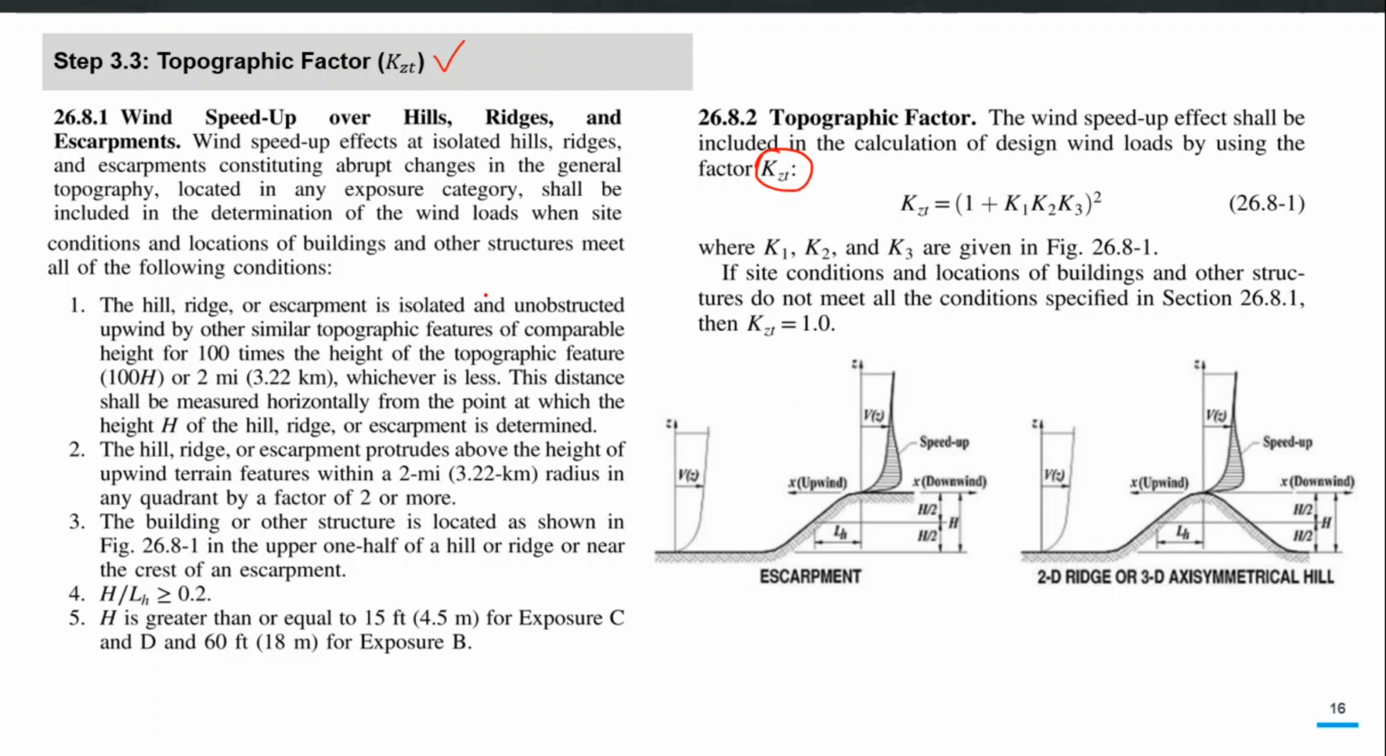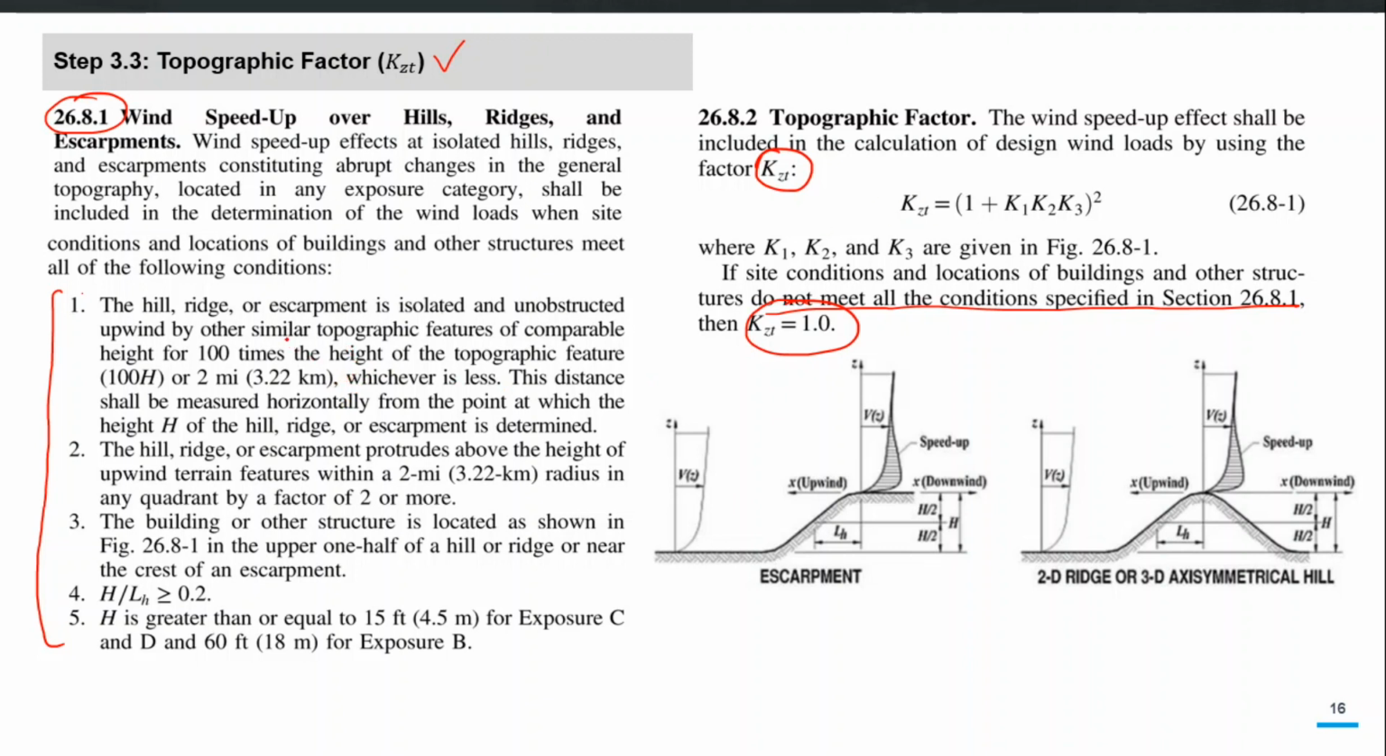But you should first check whether your site should be applied with the topographic factor or not. So, if your site is fulfilling all of these conditions from 1 to 5, then you should apply this Kzt. If your structure is not meeting all the conditions specified in this particular 26.8.1, then Kzt will be simply equal to 1. So let's quickly sweep through these conditions which should be fulfilled in order to calculate this Kzt.